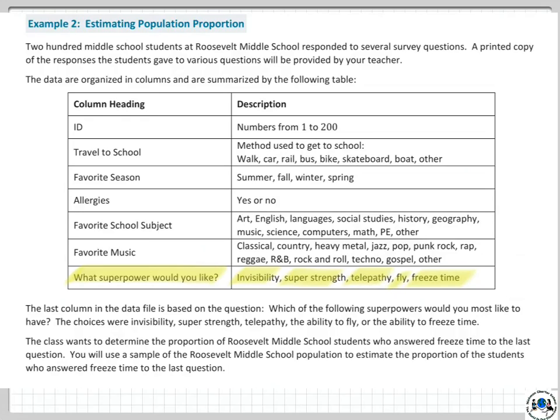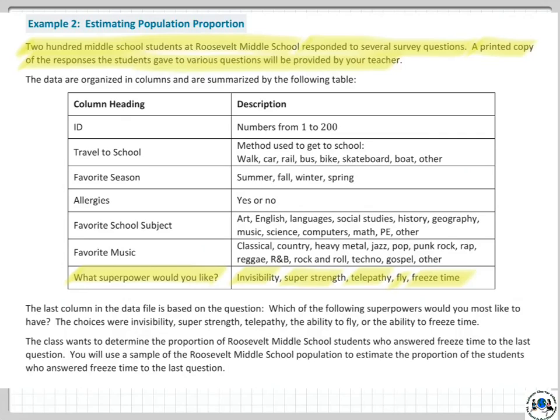So we'll start right here. 200 middle school students at Roosevelt, of course, fictitious Roosevelt Middle School, responded to several survey questions. A printed copy of their responses to the various questions will be provided by your teacher. Those are at the end. Sorry I didn't give them to you, but they are at the end, and I'll zoom over to them and you can use them.